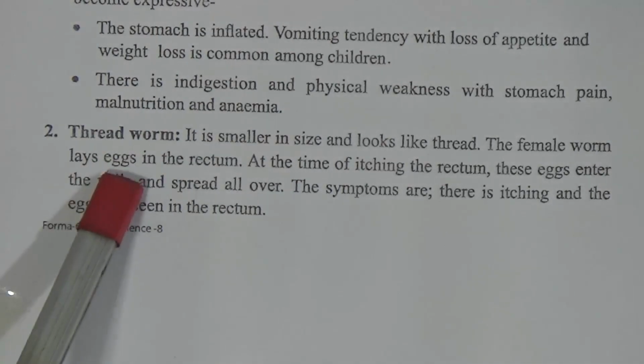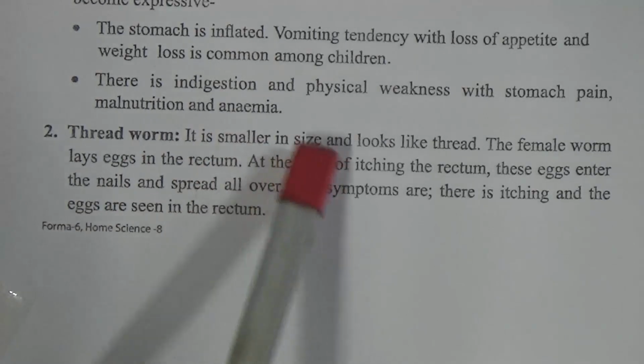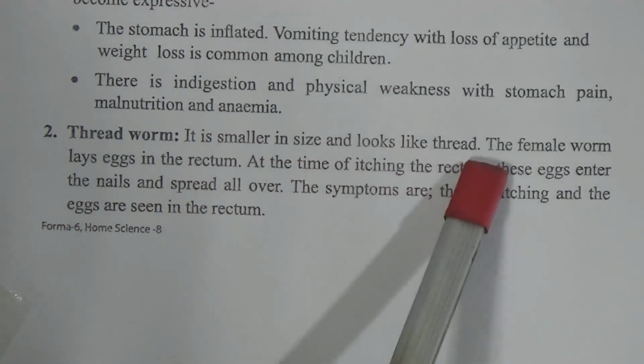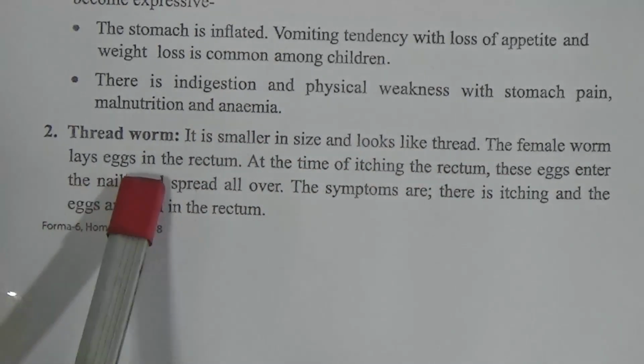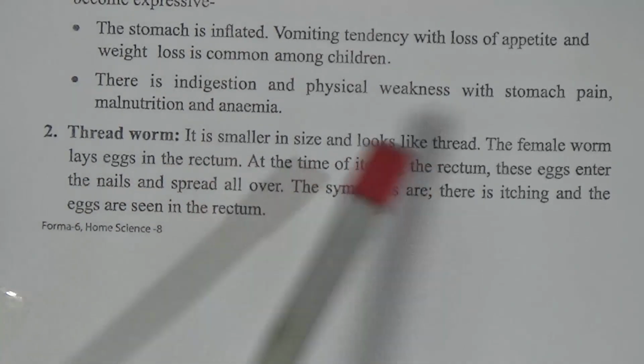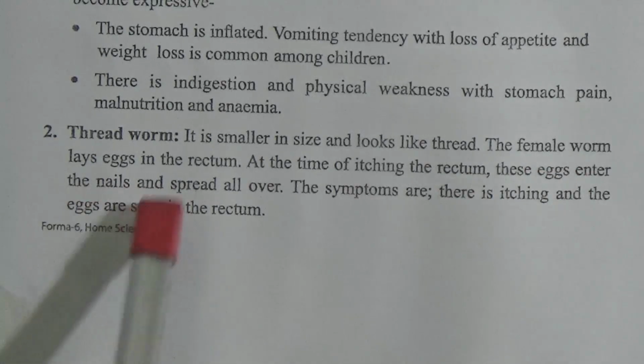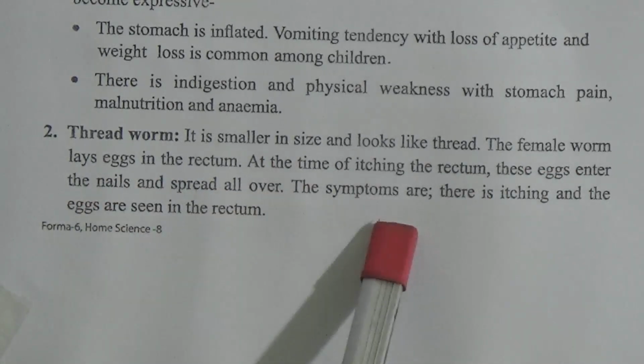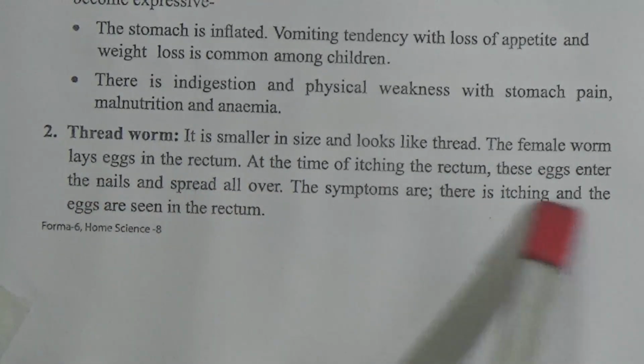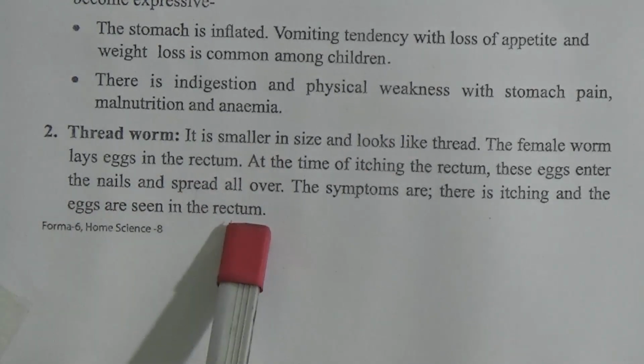Next, number 2, thread worm. It is similar in size and looks like thread. The female worm lays eggs in the rectum. At the time of itching the rectum, these eggs enter the nails and spread all over. The symptoms are itching, and the eggs are seen in the rectum.